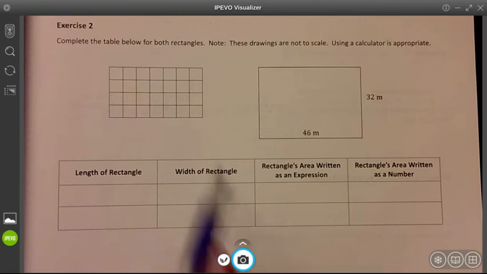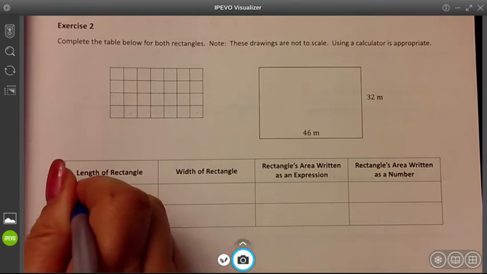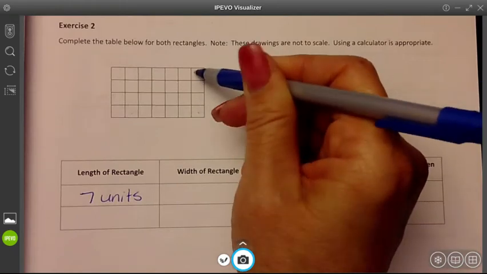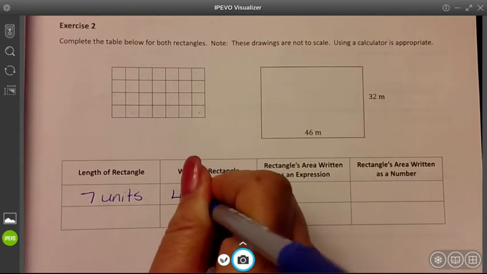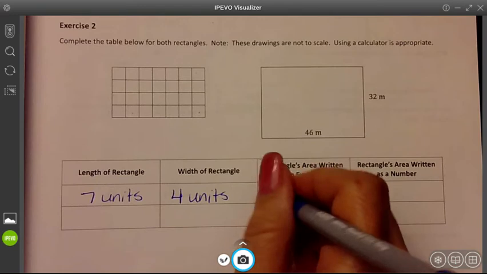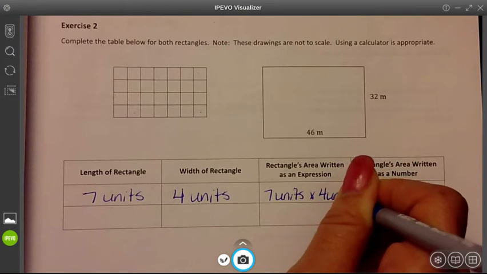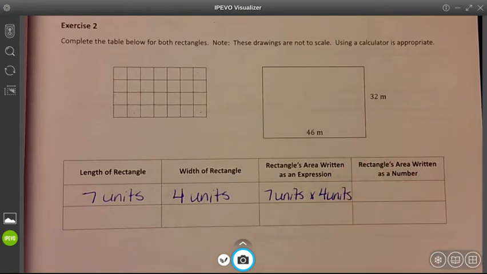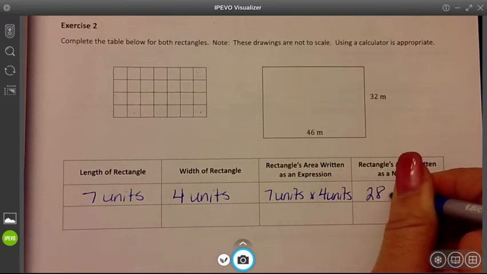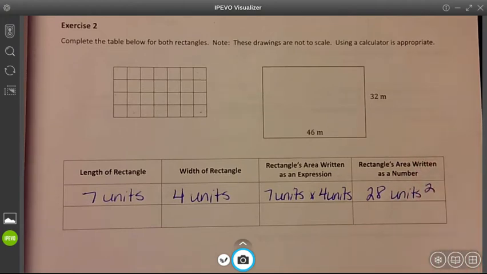So let's see the length of our first rectangle. 1, 2, 3, 4, 5, 6, 7. You would write 7 units. And the width, 1, 2, 3, 4, would be 4 units. The rectangle's area written as an expression is 7 units times 4 units. And the area written as a number: 7 times 4, you can do that without a calculator, 28 units squared.